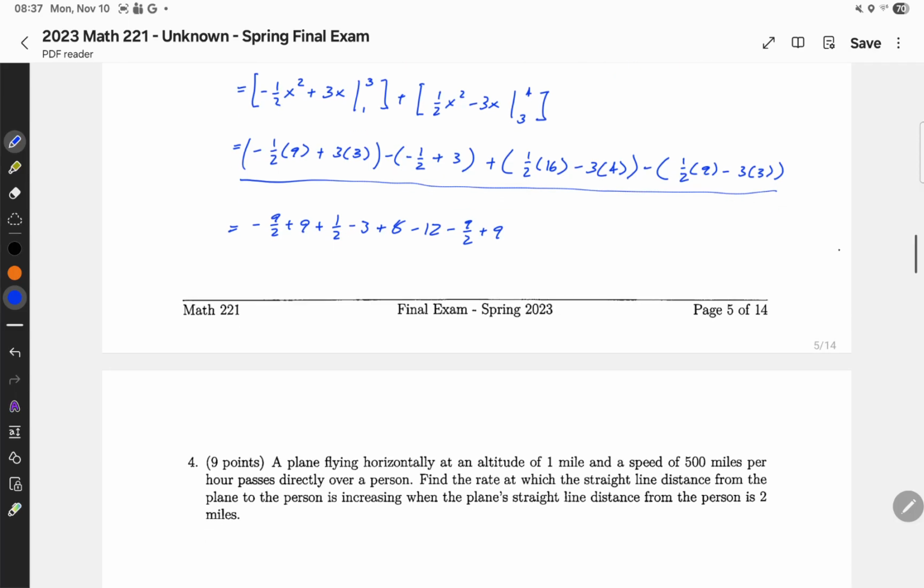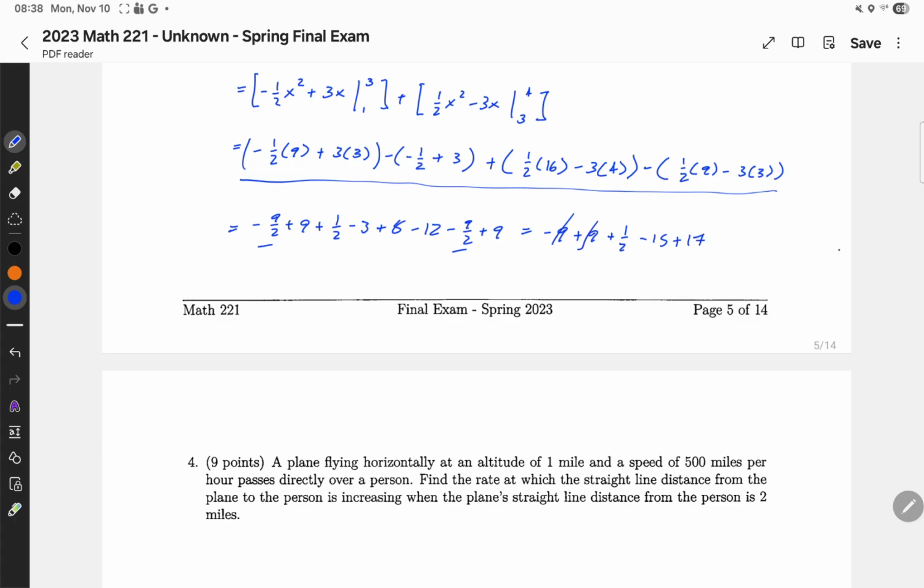And you can see why I would not want to do this on a test. Let's go ahead and combine this 9/2 and this 9/2, which is going to give me a minus 9. And then there's a plus 9 right after that. This 1/2 is going to stay, I think. And then we have minus 12 minus 3 is minus 15. And then we have plus 8 plus 9 is going to be plus 17.